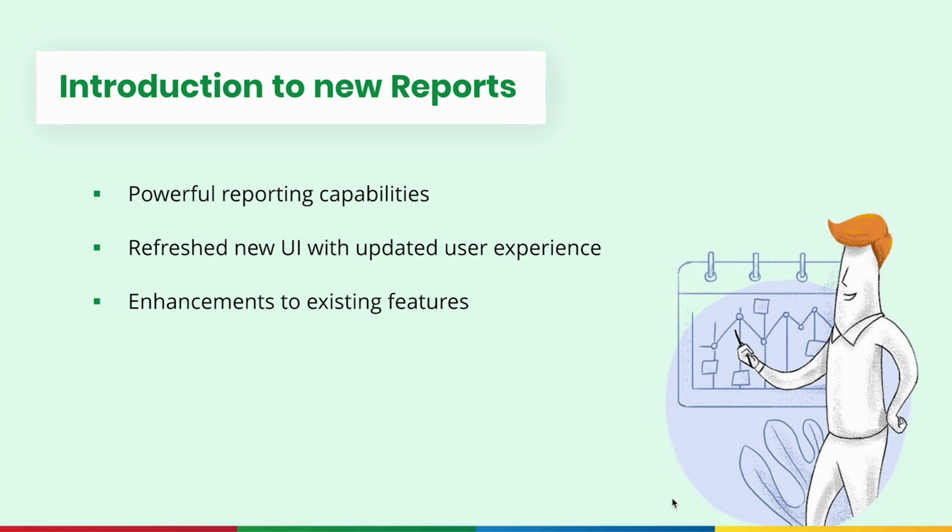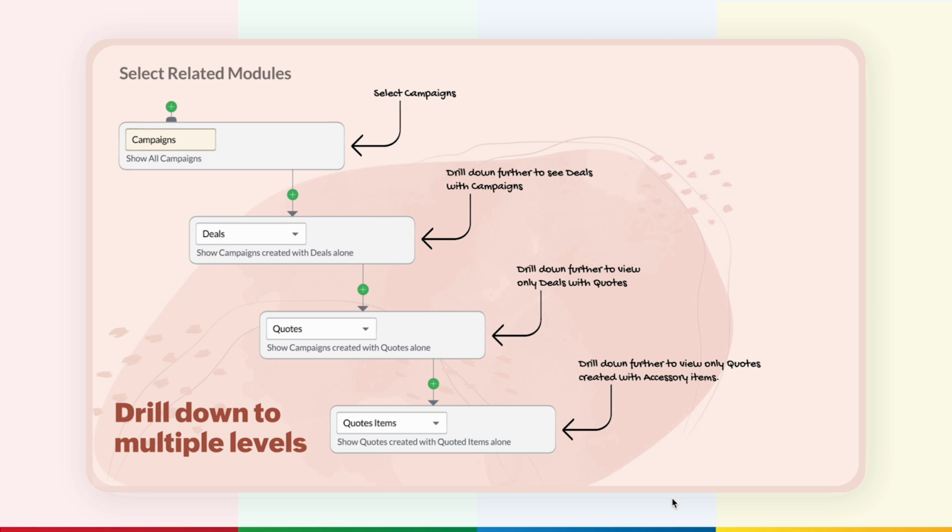You can now transition from a high-level view of our sales data all the way down to the most crucial details. As you can see in the following image, we have selected a report for campaigns module. You can drill down further to see deals with campaigns and drill down to only view deals with codes and further codes with accessory items. This way, you can drill down a report to multiple levels.